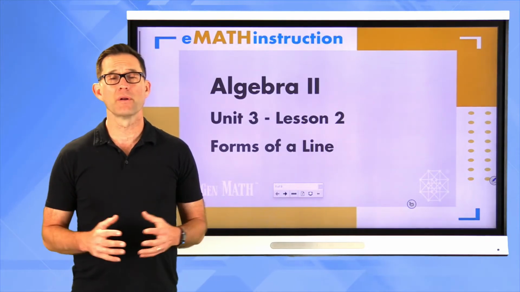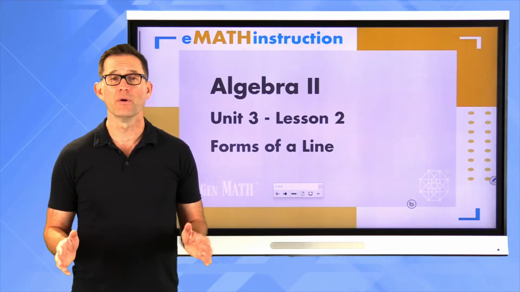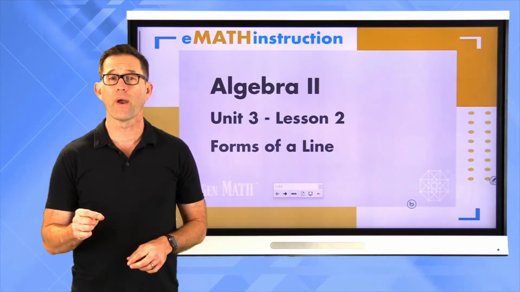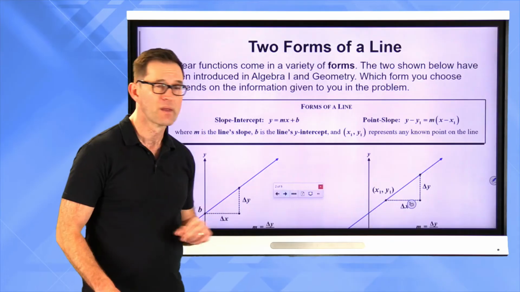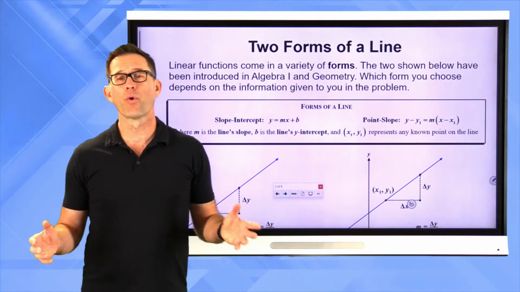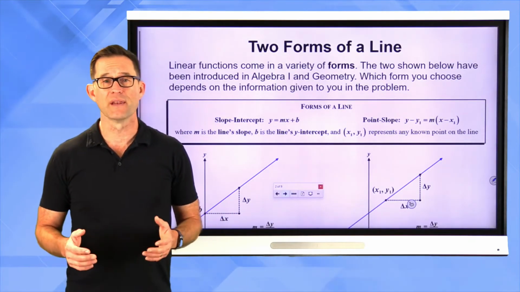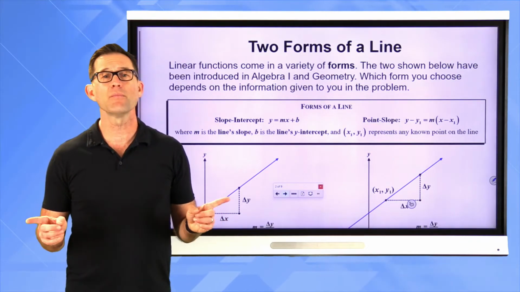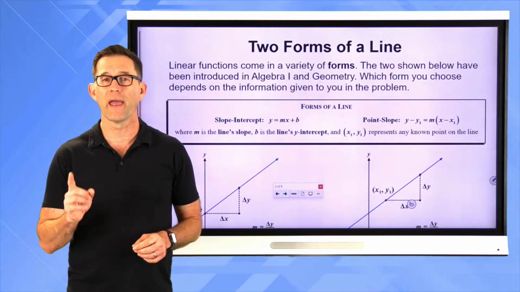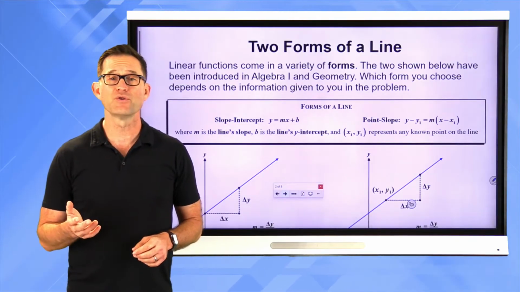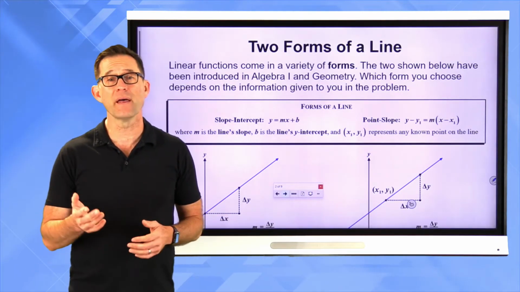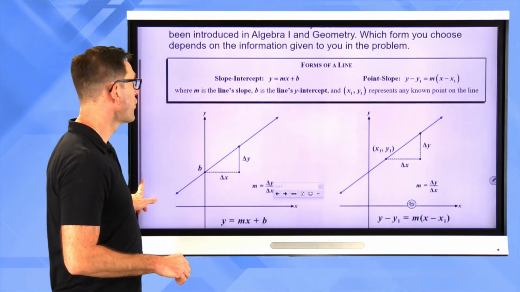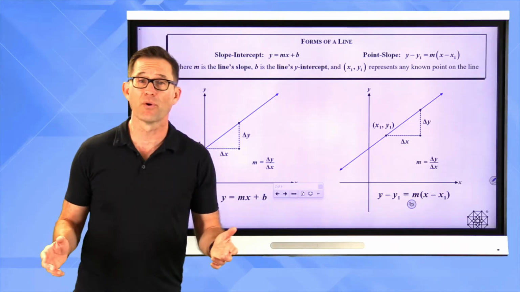I think much of what we're going to be doing today is going to be review for you, but let's jump right into it to see different ways we can represent the equation of a line. There are two forms of a line that are primarily used in Algebra 2. Linear functions come in a variety of forms. The two shown below have been introduced in Algebra 1 and Geometry. Which form you choose in any given problem depends on the information given to you in the problem. So let's take a look at these two forms, which will hopefully seem pretty familiar to you.